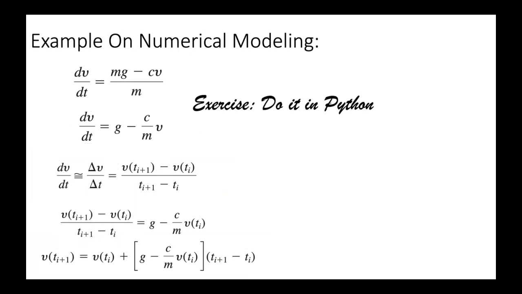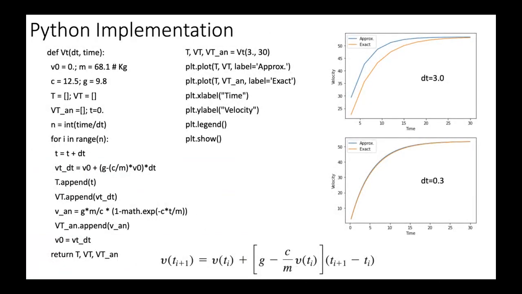Okay, so let's do this in Python. I made a function called vt, which is just returning the speed or the velocity. You pass to it dt, the time step, or the delta of time, and you pass the time of the integration, how long you want to process this equation. So here we do it till 30, for example.